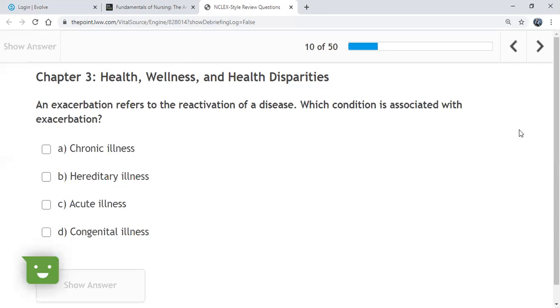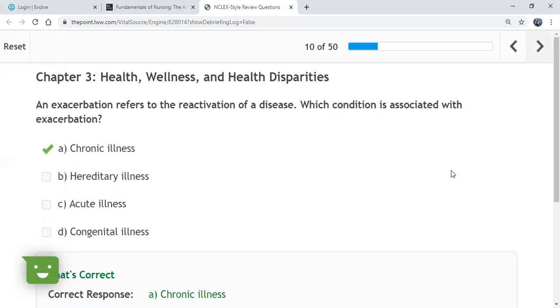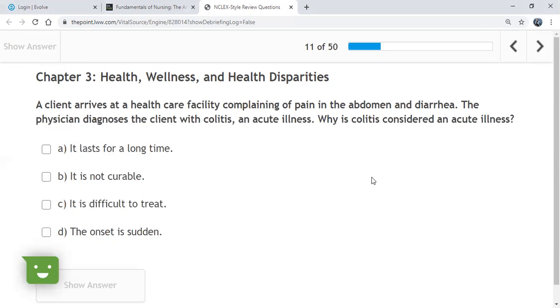An exacerbation refers to reactivation of a disease. Which condition is associated with exacerbation? A. Chronic illness. Okay, good. You guys don't really need the rationale for that, or you shouldn't.